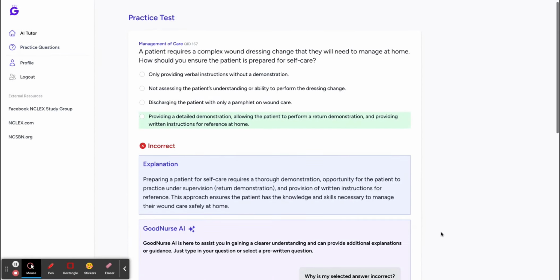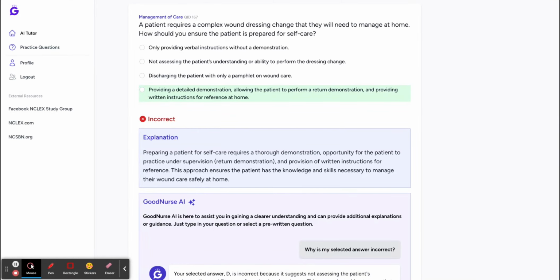The correct answer here is D. Preparing a patient for self-care in this way ensures they have the knowledge and skills necessary to manage their wound care safely at home.